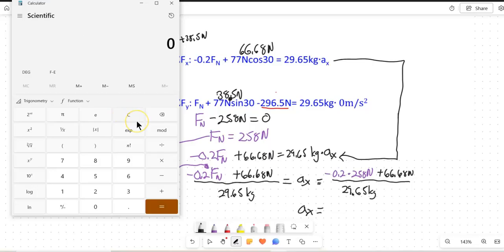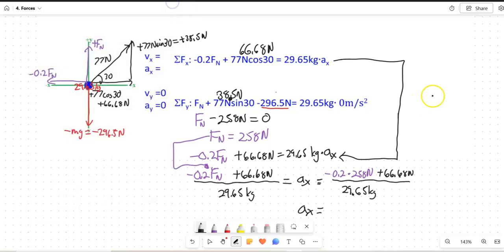Let's just make sure it's right. 258 negative times 0.2. Okay. Plus 66.68 divided by 29.65. Yep. Cool. So that's going to be a positive number. And it looks like it's going to be a positive 0.51 meters per second squared. There we go.